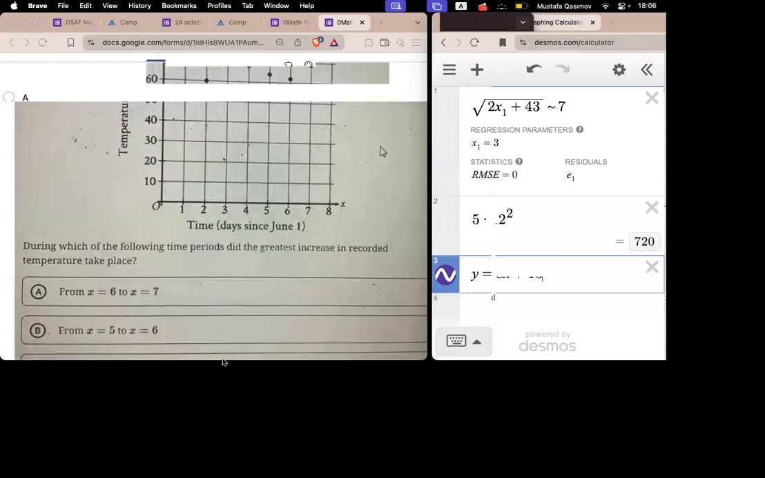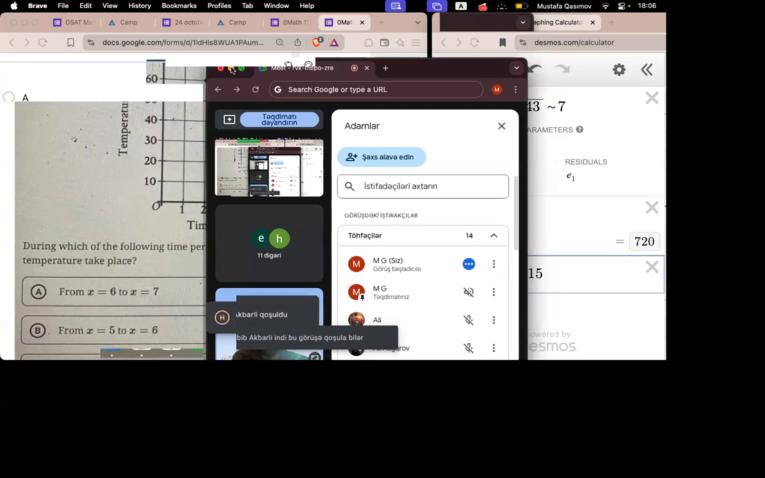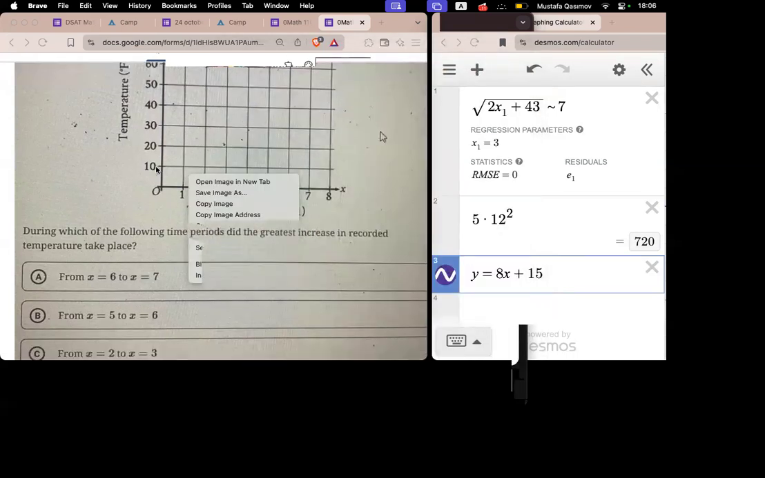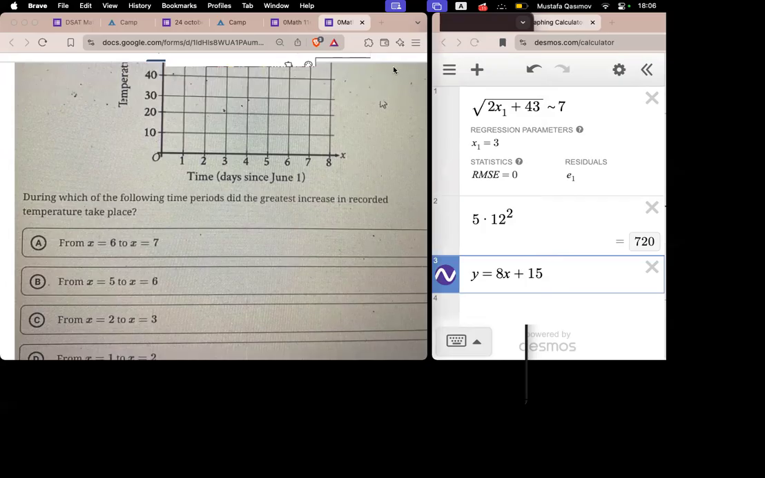4. For the first question, during which of the following time periods did the greatest percent increase occur?